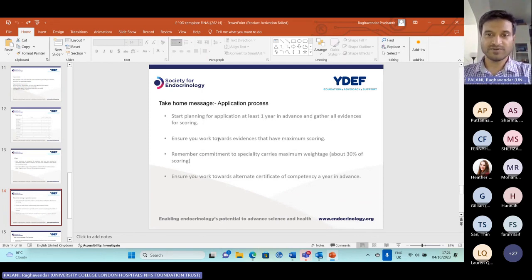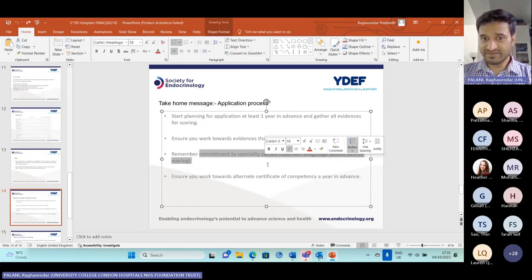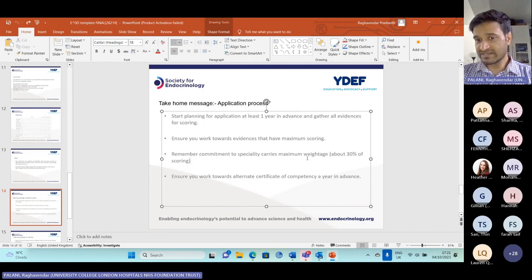Like if you do a poster presentation at a national conference, you get good marks. Things like that are not too difficult to do, not taking too much time, but fetching you much more marks. And then remember about the commitment to specialty. MAC carries about 30% of scoring for shortlisting. So make sure you are quite extensive when you explain your commitment to specialty.